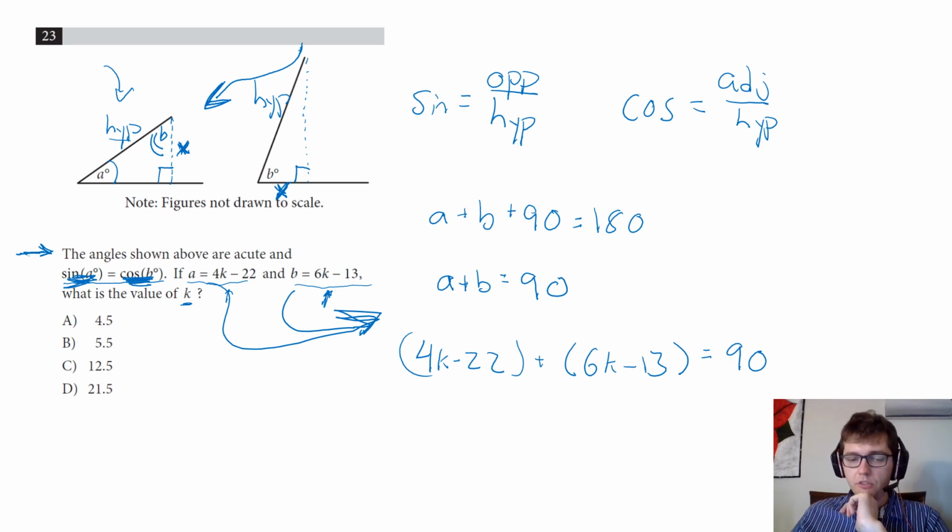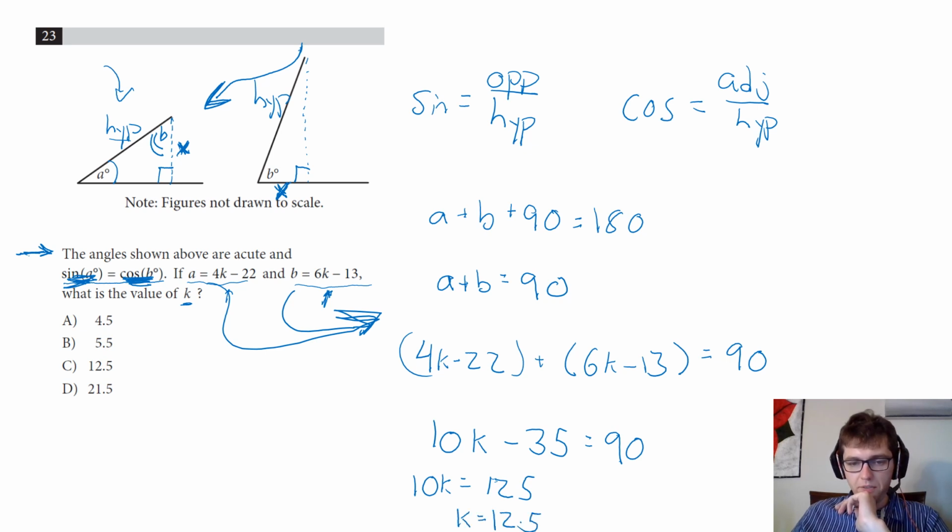Combine like terms here. 4K plus 6K will give you 10K. Negative 22 plus negative 13 will give you negative 35. All this is equal to 90. Add 35 to both sides. That will give you 10K is equal to 125. Divide both sides by 10 will give you K is equal to 12.5. So K is equal to 12.5. That's what we were looking for all along. What is the value of K? Always good to check that you're solving what they're actually asking for. And 12.5 is available as C.